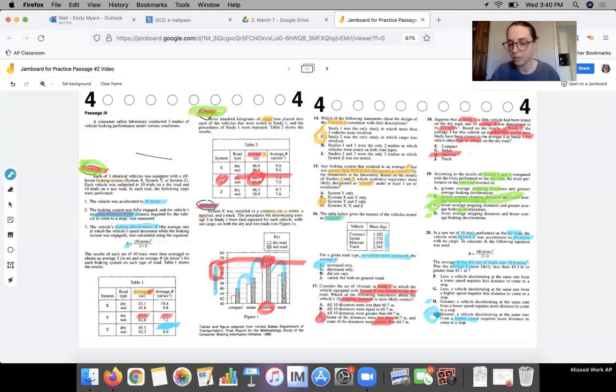That one required a little bit of common sense. Why would it take longer to slow down if you're going twice as fast? We know that. Most of you are probably drivers by the time you take the ACT. It takes longer to brake when you're going faster.